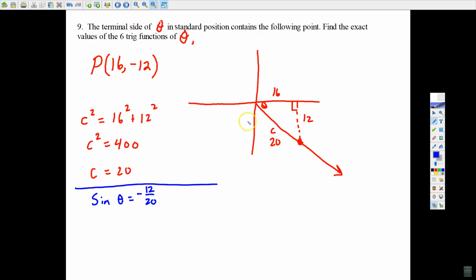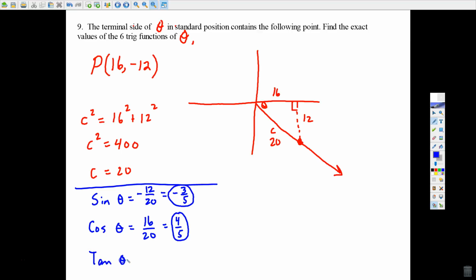The y coordinate is negative, so sine is negative. And you never want to leave these unreduced if we can reduce. So we can make this become negative 3/5, dividing by 4. All right, cosine theta. Looking out from theta, that's adjacent over hypotenuse. Cosine is positive in quadrant 4. So it starts off as 16 over 20, but when we reduce or simplify, we get 4/5.